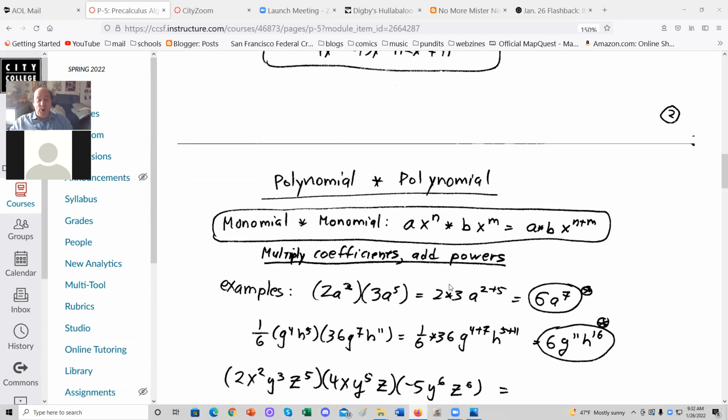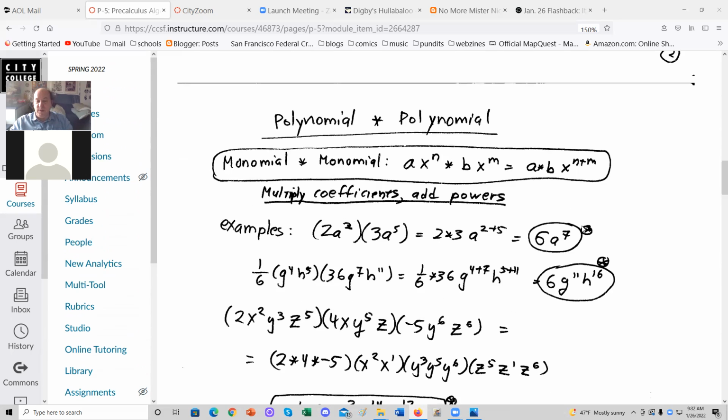Then there's the matter of multiplying polynomials. Here it's starting to get a little complicated. If you have a monomial, that's a polynomial with a single term, times another monomial, you get this, ax to the n times bx to the m. You multiply the coefficients, a times b. You add the powers, x to the n plus m. So for example, 2a squared times 3a to the 5th is 2 times 3, a to the 2 plus 5, or 6a to the 7th.